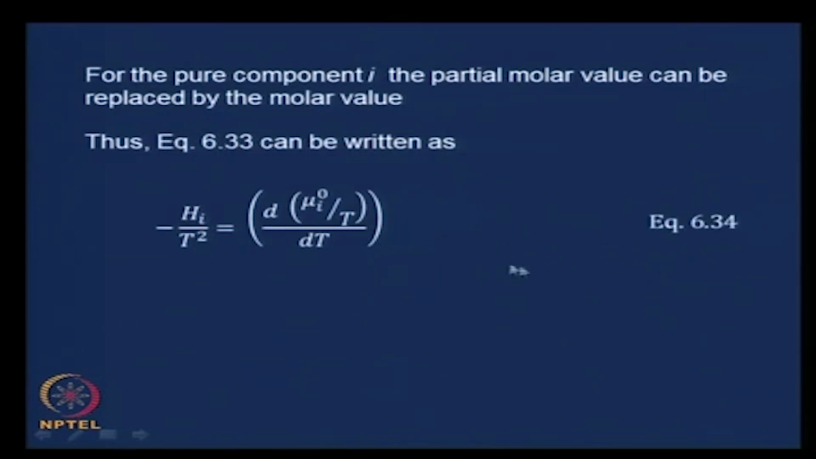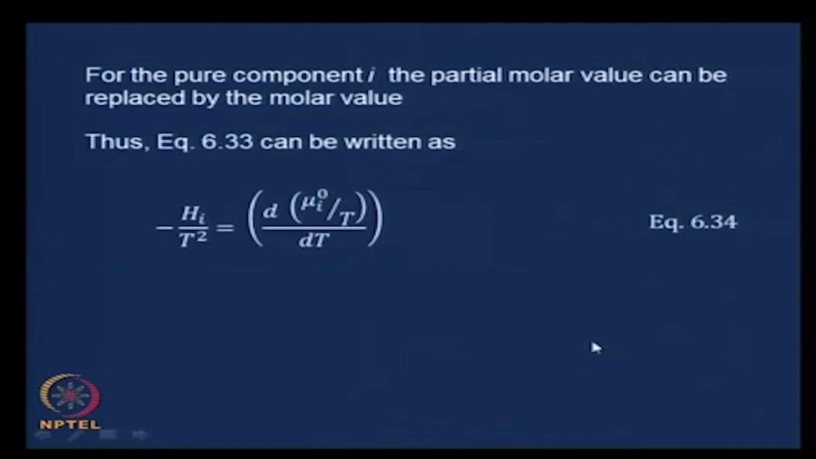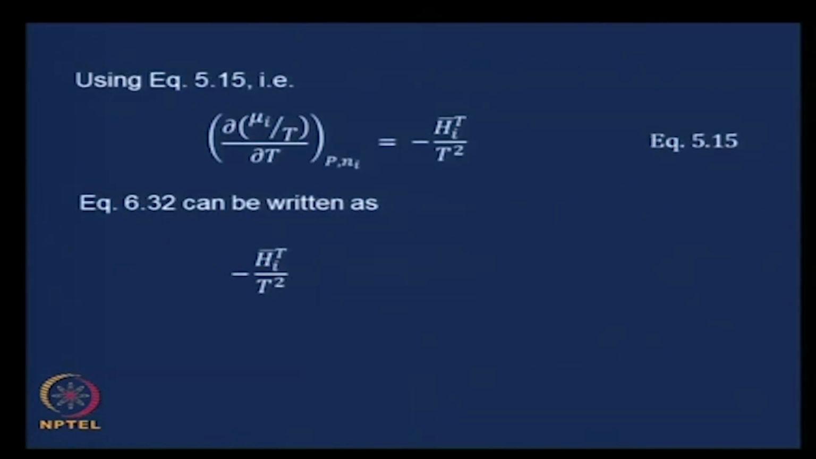Equation 634 is this, and therefore, equation 630 can be written as... equation 630 was nothing but the relationship where we had differentiated ln Kp equals minus 1 by R, and so on and so forth. This will come to you right away. If not, you can go back and look at equation 630. d ln Kp by dT equals 1 by RT² sum over ν_i H_i. Okay, let me just tell you how this comes about by going back a little bit.